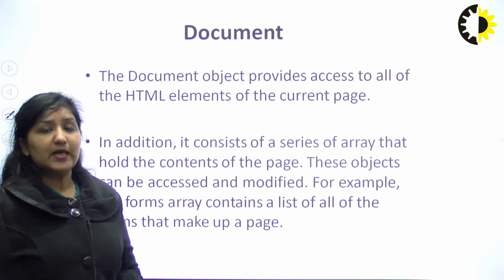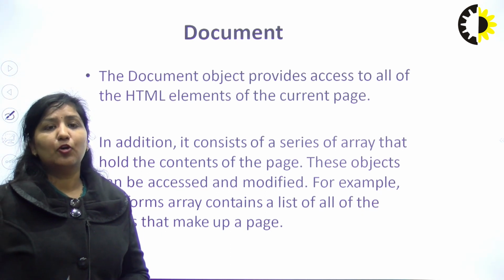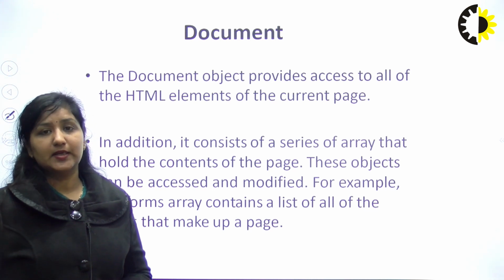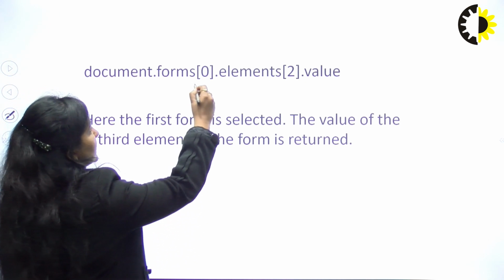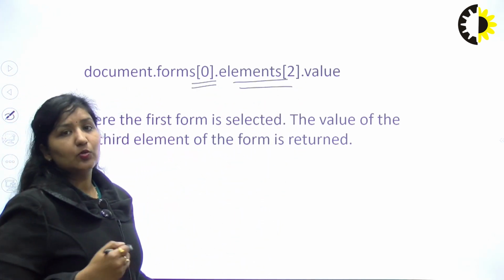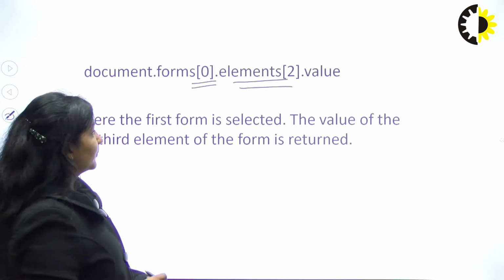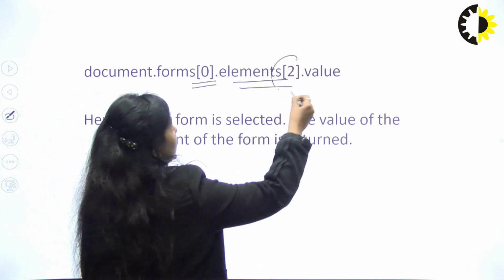Document provides access to all the HTML elements which are there. So we can have the forms array as well. We can have multiple forms inside a document. Like forms 0, that means this is the first form, elements 2 means this is the second element, like 0, 1, 2, this is how it will work. So the value will be returned according to this array value which has been passed in it.